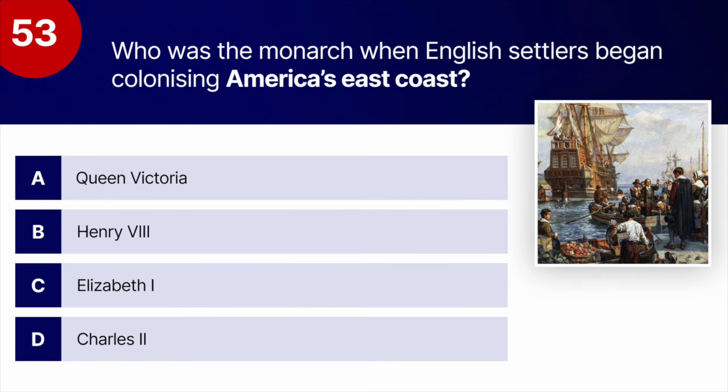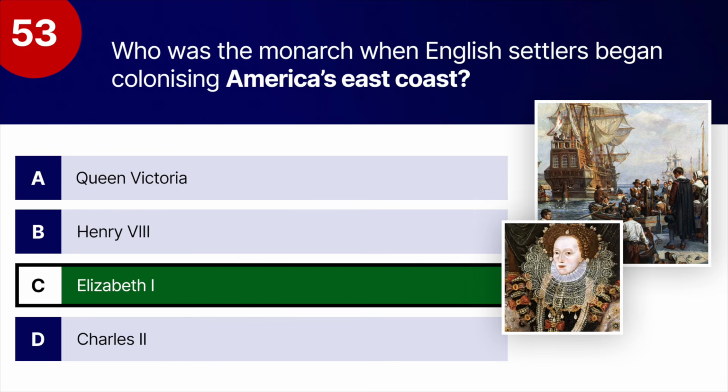Who was reigning in England when English settlers first began to colonize the eastern coast of America? A. Queen Victoria, B. Henry VIII, C. Elizabeth I, D. Charles II. The answer is C. Elizabeth I.